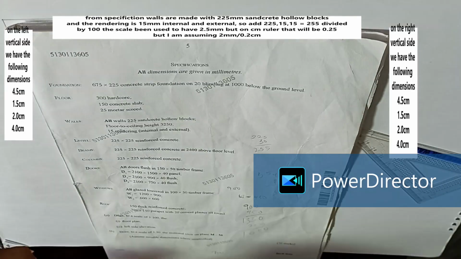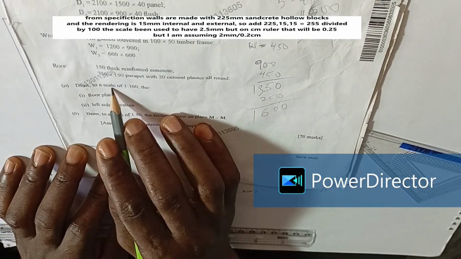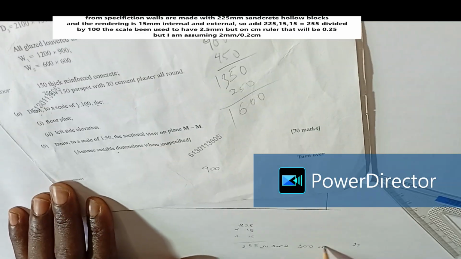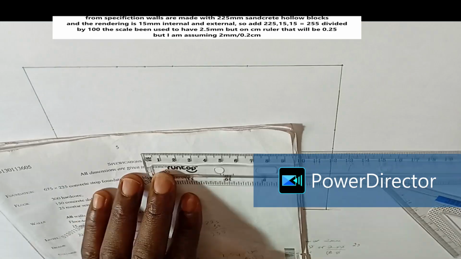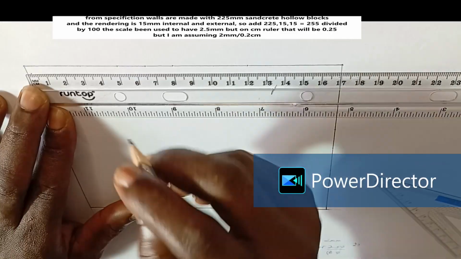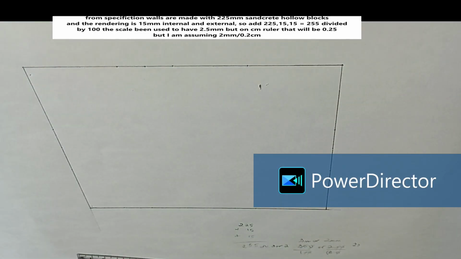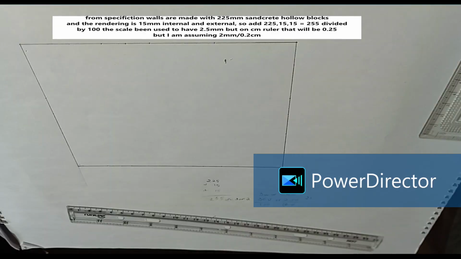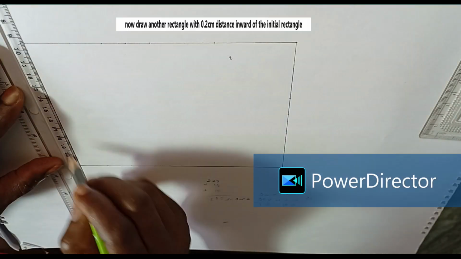So that we now approximate, and now we'll go to the scale given. The scale given is 1:100, that is, we will represent 100 with 1. Now 100 millimeters to be 1. So now that we have 255, we divide by 100, so we have 2.5. But to make the work easier for us, we'll assume our dimension.